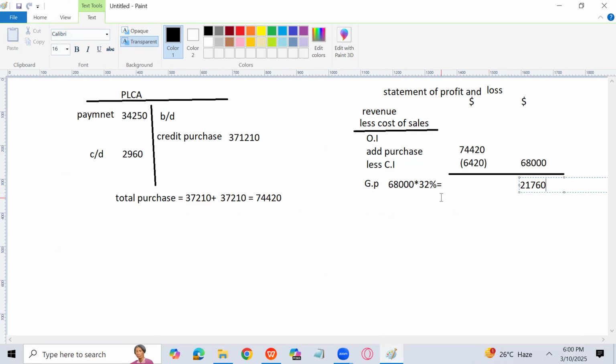I don't need to convert markup into margin. Why, sir? Because markup is the gross profit percentage on cost of sales, and cost of sales, we are having the cost of sales with us.